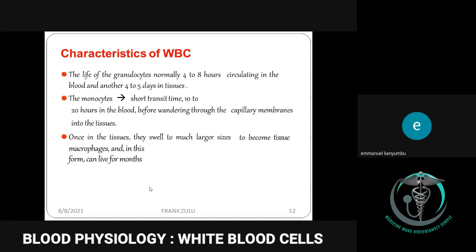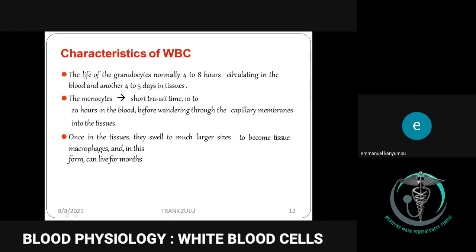What are the characteristics of white blood cells? I mentioned this when we were looking at plasma proteins. The reason you have white blood cells constituting less than 1% is because of the rapid breakdown of these white blood cells. They don't have a long lifespan. Their lifespan is about 4 to 8 hours, and in some cases 4 to 5 days. Some books will say 4 to 7 days, okay? So they have a very, very short lifespan.